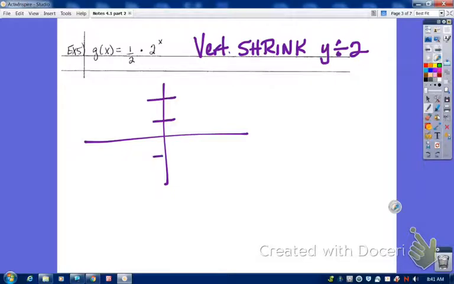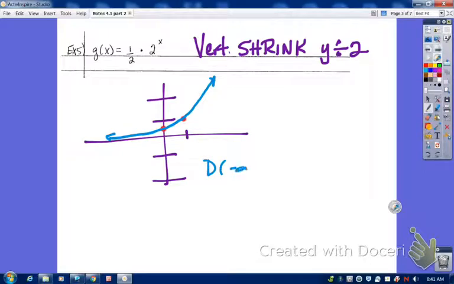All right, so what's that first point that we're using? 0, 1. But we're going to cut the y value in half, so that's going to be 0, 1/2. And then the next point that we're using is 1, 2, but we're going to cut the y value in half, so we'll be at 1, 1. Now remember, we know it's a growth. This time it's just going to be shrunk vertically, so it's not going to go up as quick. It's still a curve. The growth is not the same because we're shrinking all the y's.